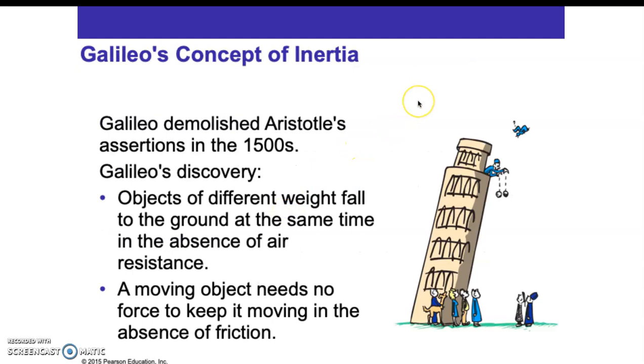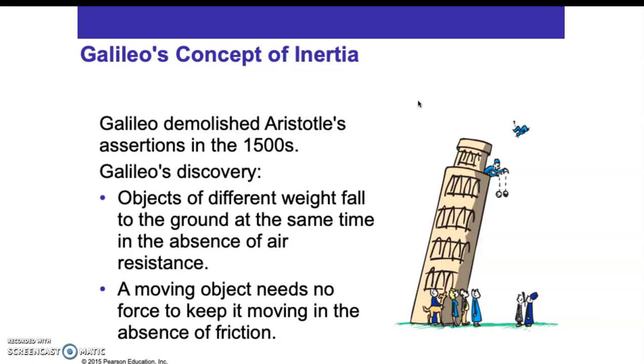Now, Galileo came along and said, Aristotle, you're full of it. Now, this was in the 1500s, so Aristotle was way before him. But here's what Galileo discovered. One thing he discovered is that objects of different weight, so heavy and light, fall to the ground at the same time if there's no air. So if we didn't have air to push back, objects would fall at the same time.